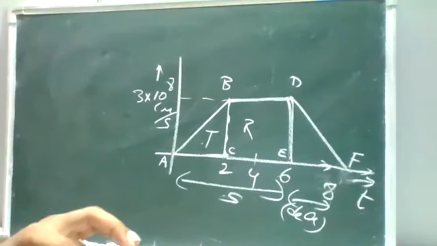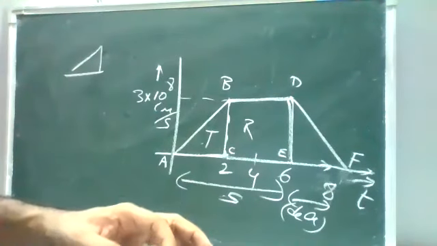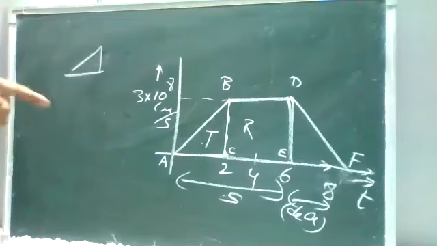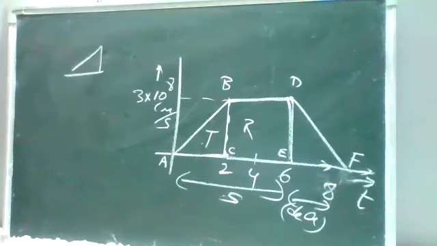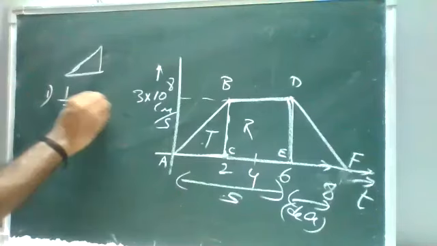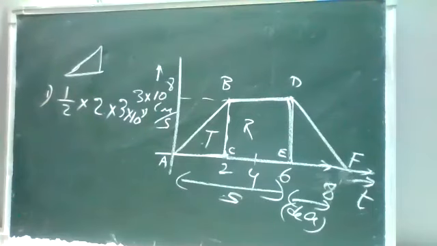Okay, one by one we'll see. So first, for this triangle, what is the area of a triangle? It is nothing but half length into breadth. Here the time period and the velocity are in centimeter per second, so we are going to discuss with respect to centimeter per second only. For this triangle, the area is half into length into breadth. Here the length I'll consider as 2, and the breadth is 3 into 10 power 8 centimeter per second. This is your first case.